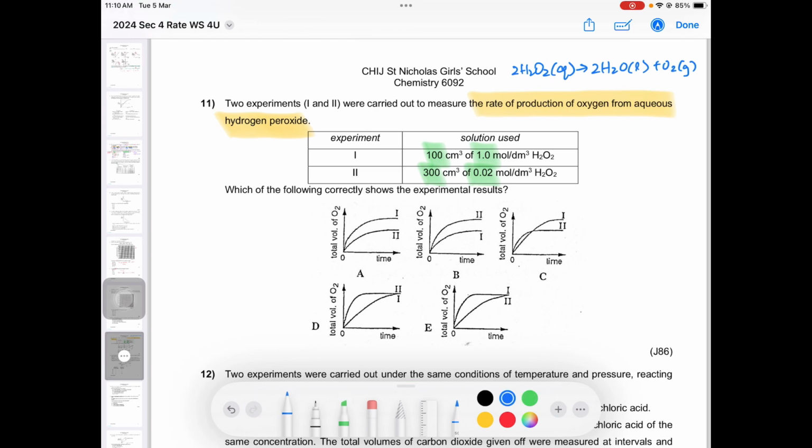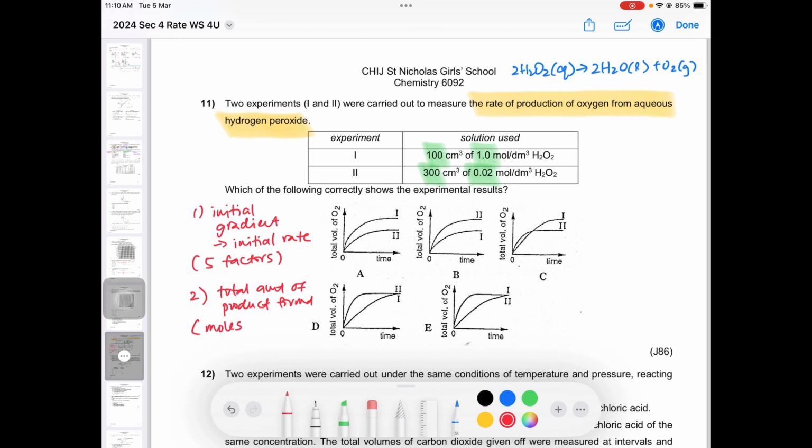For this particular question involving graphs, you have to remember to look at 2 parts. The first part would be the initial gradient of the graphs, which will tell us the initial rate. This is affected by the 5 factors: concentration, temperature, etc. The second thing to look out for in the graph would be the total amount of product formed. In this case, look at the total volume of oxygen formed, and this will be affected by the number of moles of limiting reagent.